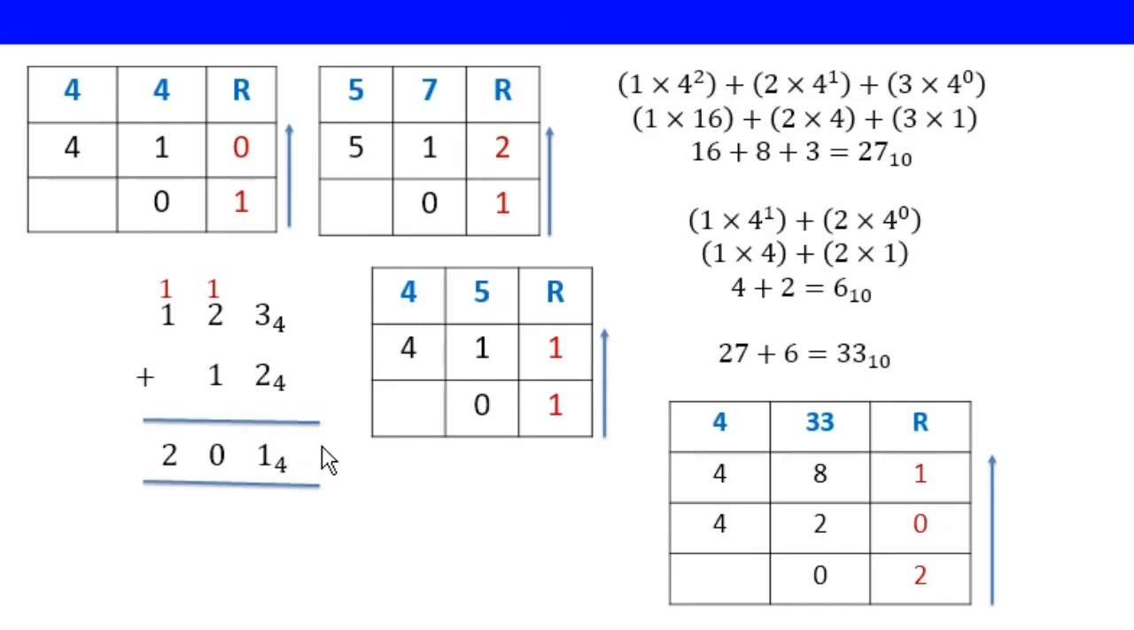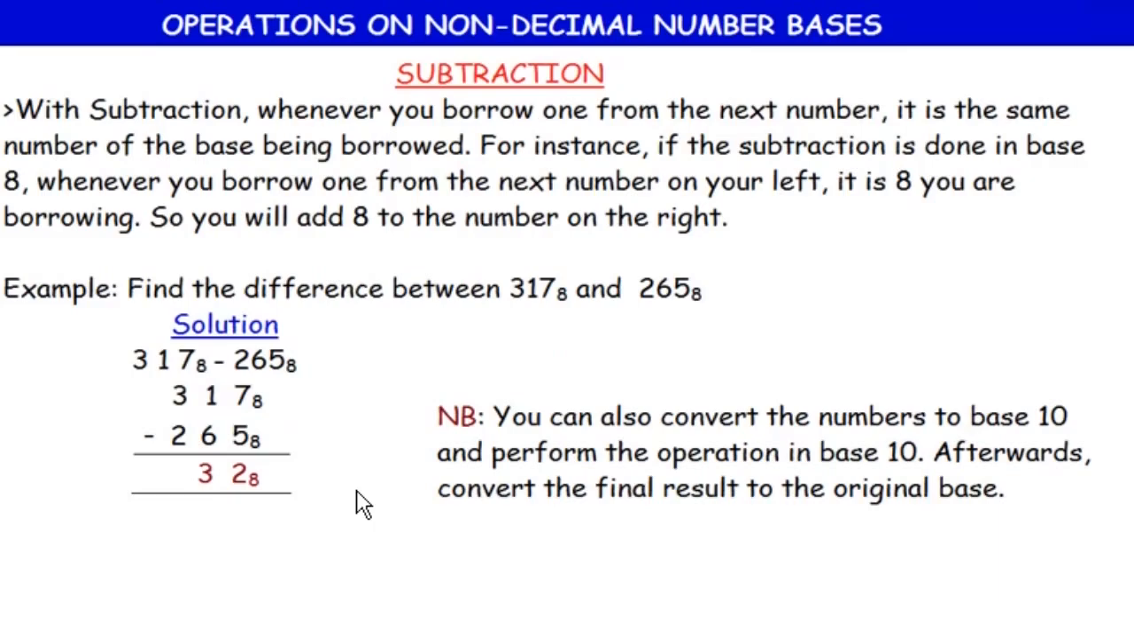So you can do it in two ways. Either you solve it directly, or you convert the individual numbers to base 10, and then you perform the addition in base 10. Afterwards, you convert the total in base 10 to base 4. I believe you get it. So let's now look at subtraction.